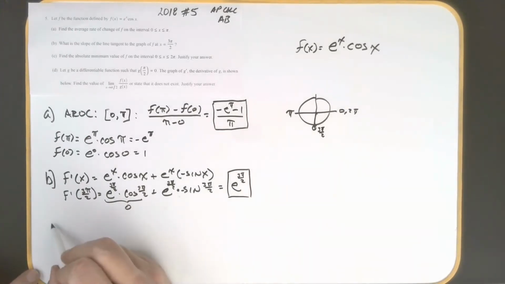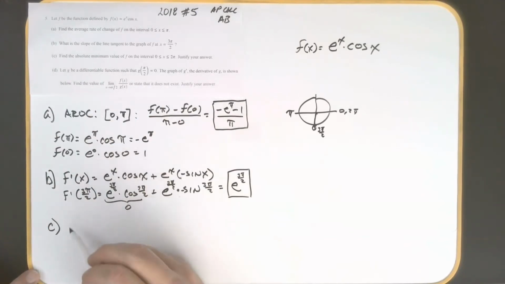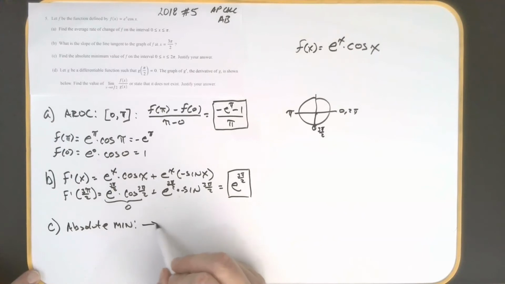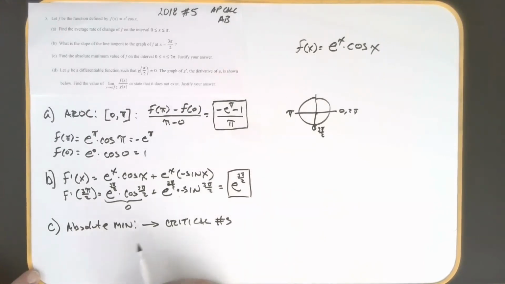All right, part C. Part C says, find the absolute minimum. Well, once again, a very basic skill in calculus. When you want to find an absolute min, what this should be making you think of is better find your critical numbers. Because we're going to take our derivative, set it equal to 0 and undefined, and get our critical numbers and then test them.